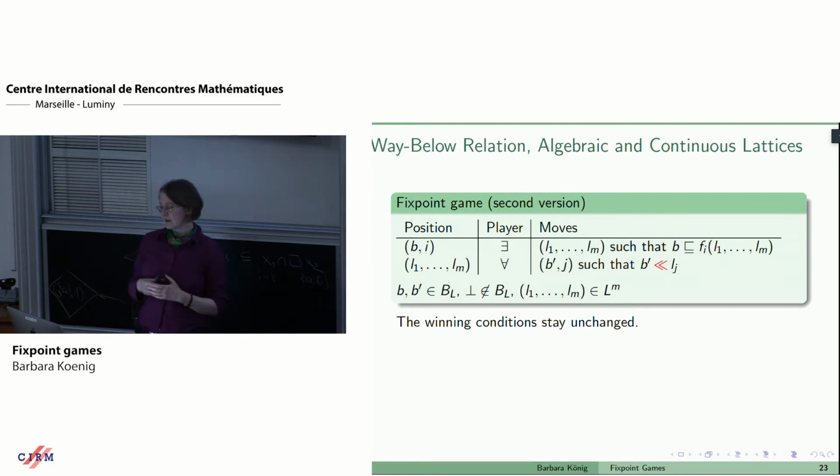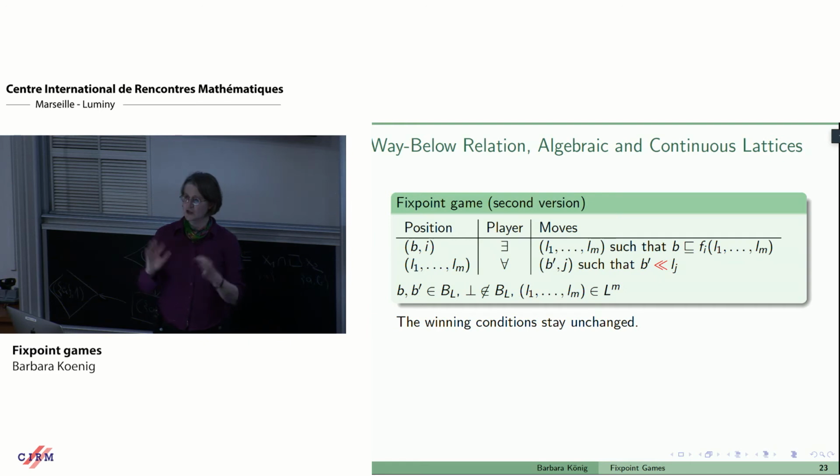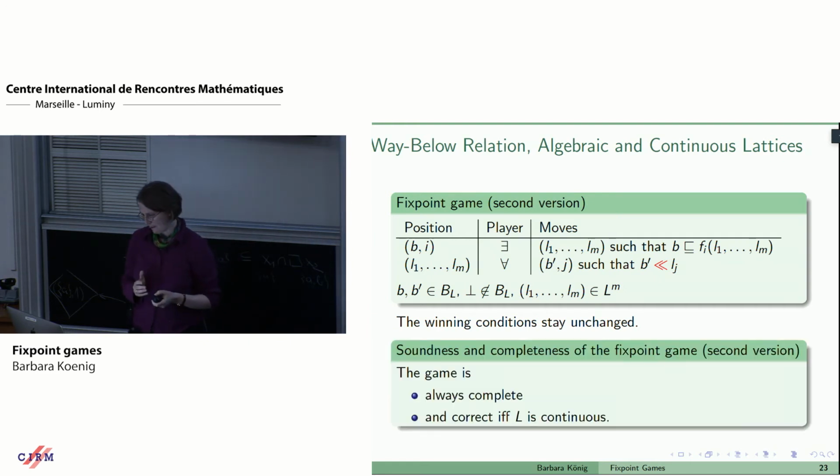And then there's a second version of the fixpoint game that is exactly the same as the old one, but only here in this position you replace smaller or equal by way below. Otherwise it's unchanged, and also the winning condition is unchanged. Now you can think whether this game, this second version, is sound and complete.